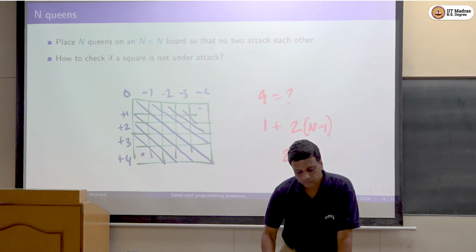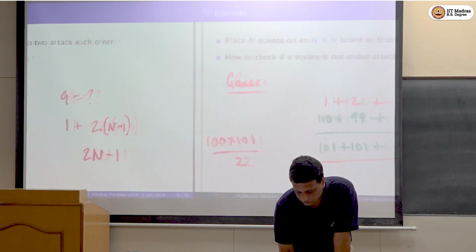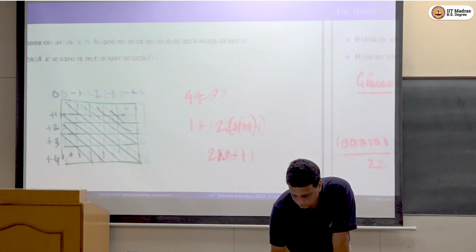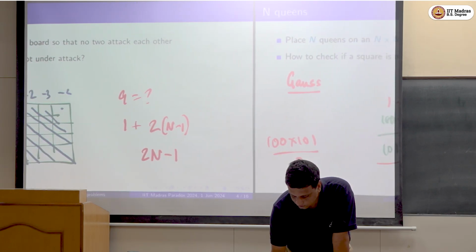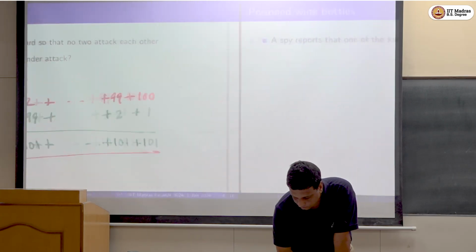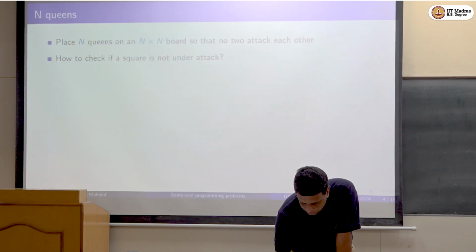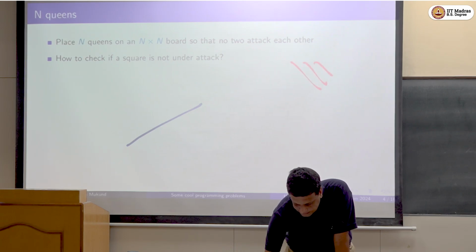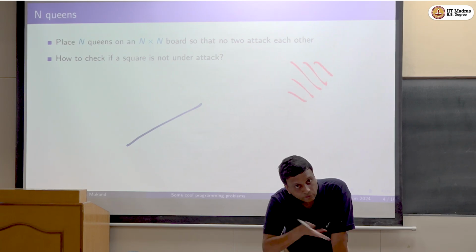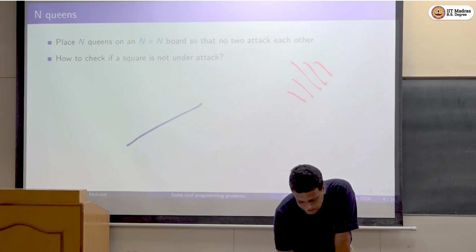What about the other way? So if I go the other way, earlier we were counting these diagonals. Now we are counting these diagonals. So this is I1, J1, and say this is I, J.